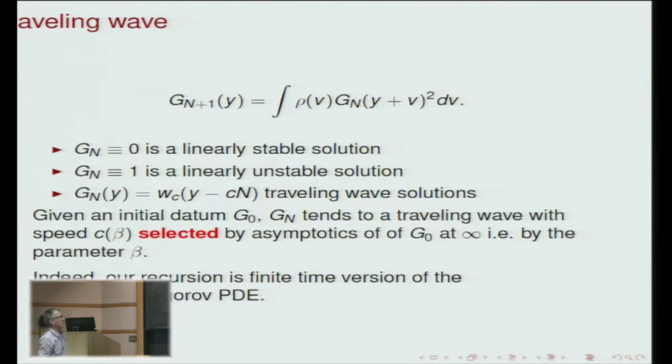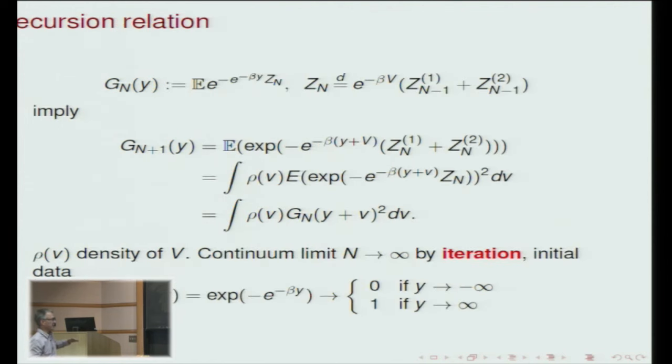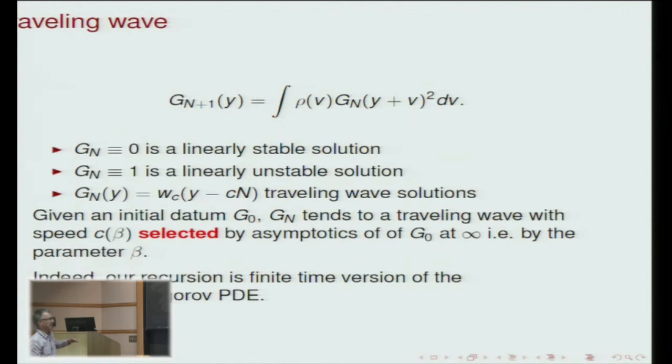Okay, so here is again. If you look at it, it's clearly that g0 is a linearly stable solution because this is quadratic. G equal 1 is also a solution, but it's a linearly unstable solution. So what you expect is that since you were stable at minus infinity and unstable at 1, the 0 should gain ground, and you should have something interpolating between 0 and 1, moving like a traveling wave, if I think of n as a time. And indeed, that's what happens.